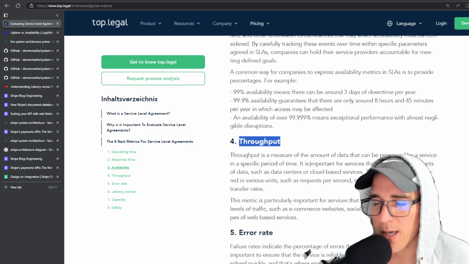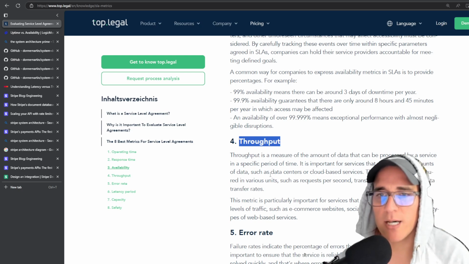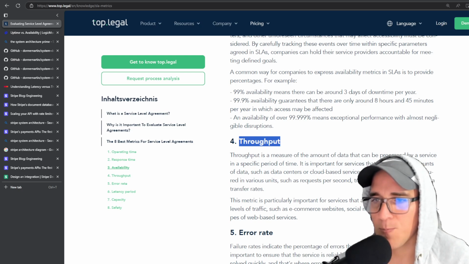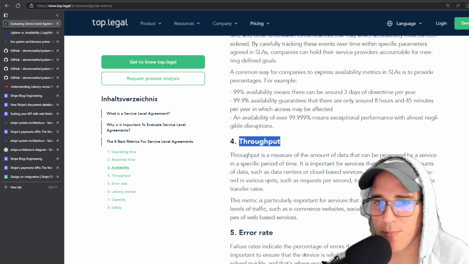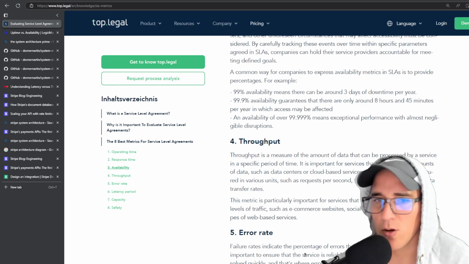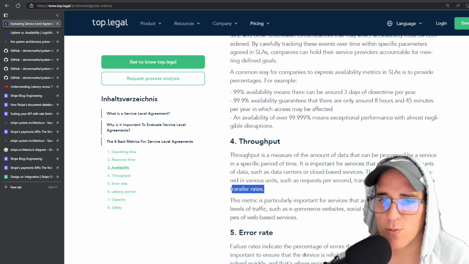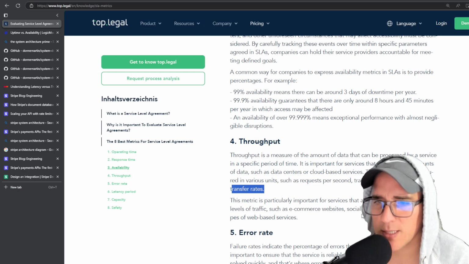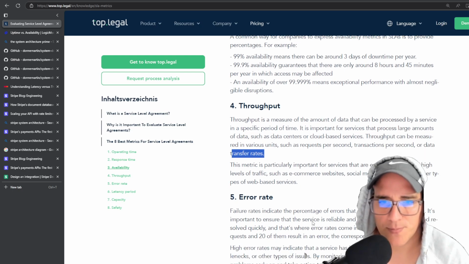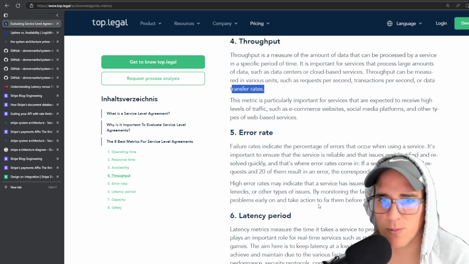period of time. It is important for services that process large amounts of data, such as data centers or cloud-based services. Throughput can be measured in various units, such as requests per second, transactions per second, or data transfer rates. This metric is particularly important for services that are expected to receive high levels of traffic, such as e-commerce websites, social media platforms, and any other web-based services.